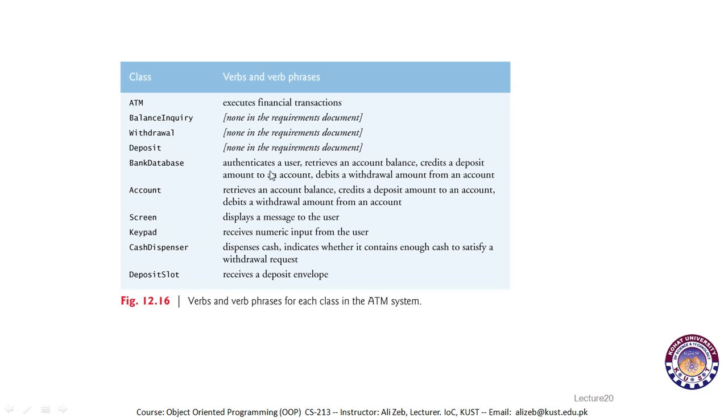The bank database authenticates a user, retrieves an account balance, credits a deposit amount to an account, debits a withdrawal amount from an account. So these are the phrases that are described with each of these potential classes. A screen displays a message to the user. Keypad receives numeric input from the user. Cash dispenser dispenses cash, indicates whether it contains enough cash to satisfy a withdrawal request. Deposit slot receives a deposit envelope.